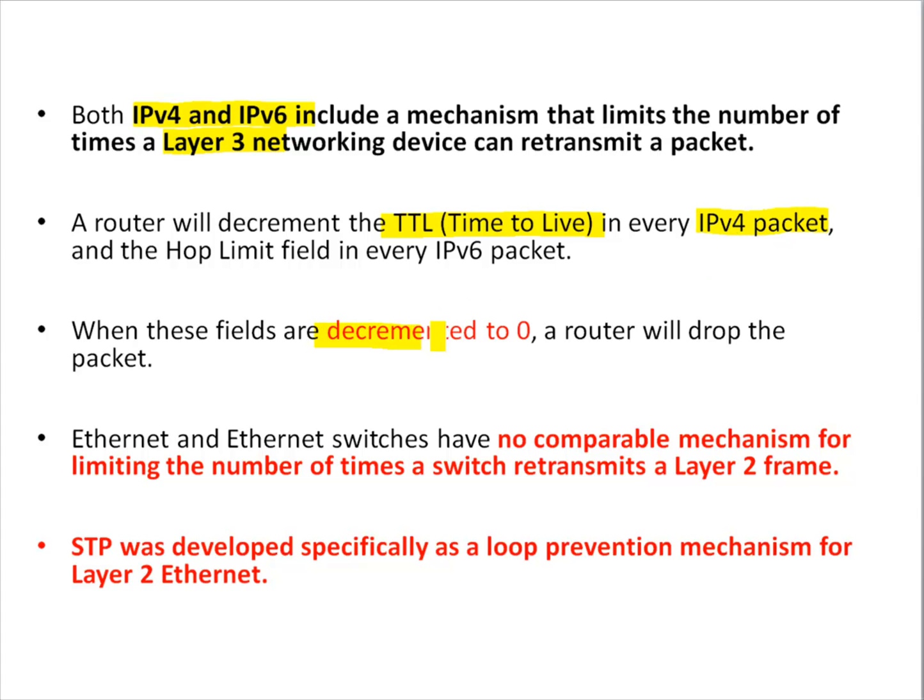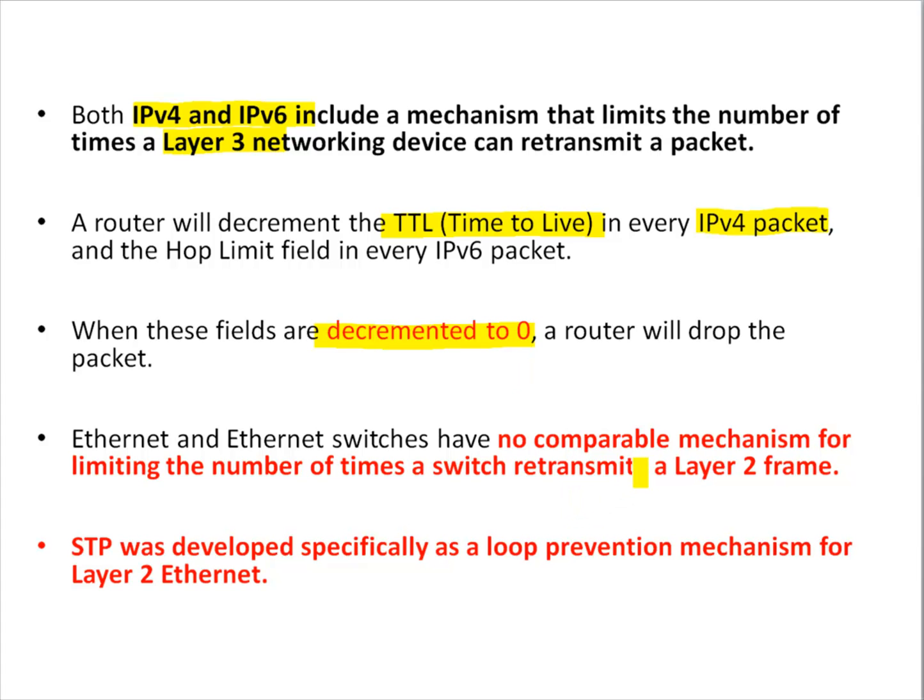In every packet, the TTL value will be available. The TTL value keeps on decrementing, that means it keeps reducing. Whenever it reaches 0, the packet will be thrown out, and automatically the loop will be closed.